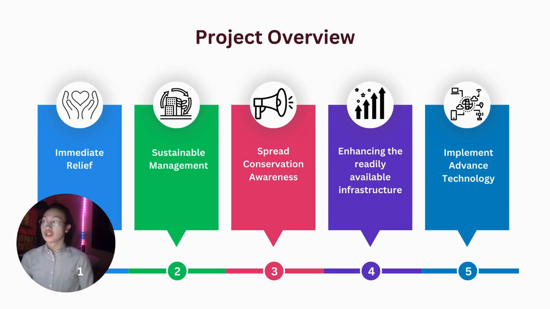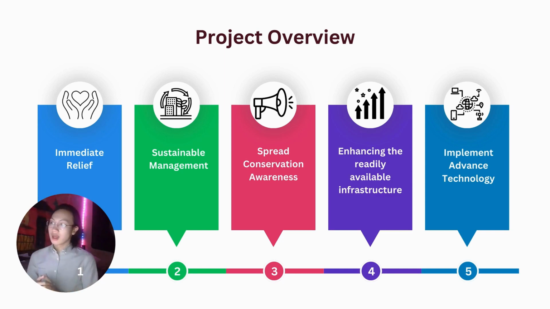The first one, immediate relief. The immediate relief will provide a temporary water supply solution to alleviate the acute shortage faced by the students in residence at UMS. And then the sustainable management. So we try to explore sustainable water sources like groundwater extraction through hydrological studies. And then the third one, spread conservation awareness, is we try to educate the campus community on water conservation practices.